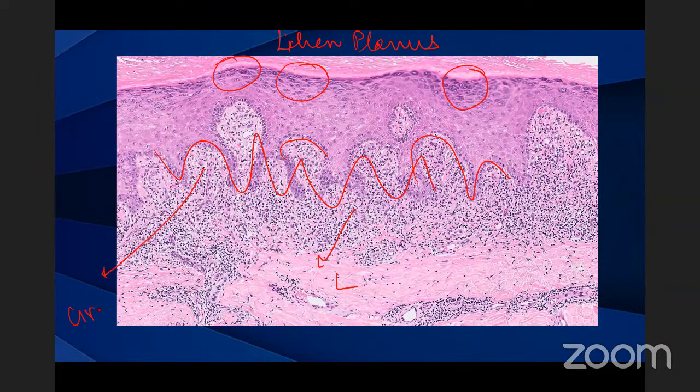These apoptotic bodies are called Civatte bodies. What are these called? Civatte bodies. So Civatte bodies are apoptotic bodies which you see in lichen planus. When I am talking about skin abscesses, please remember Pautrier's microabscesses are very characteristic of mycosis fungoides. Pautrier's microabscesses are seen in mycosis fungoides.